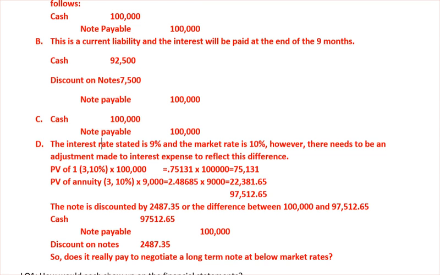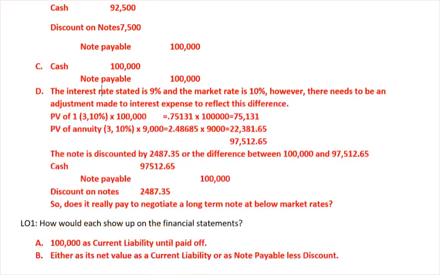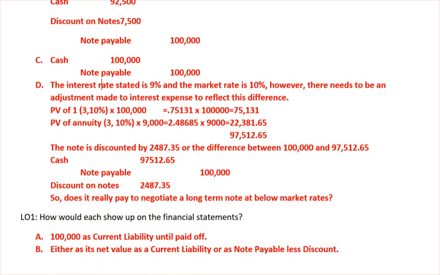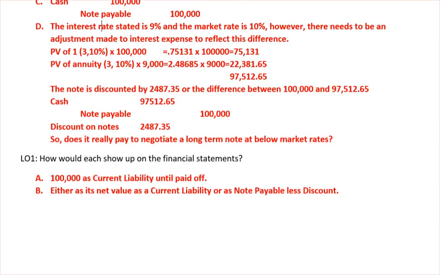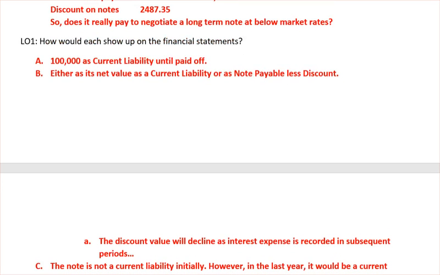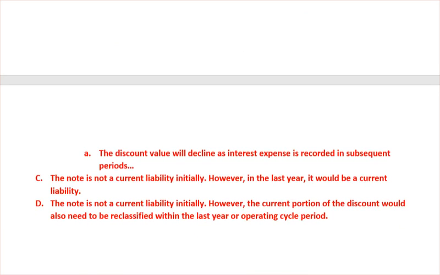How do these get disclosed or show up in the financial statements? It's another good review. The 100,000 will show up as a current liability, and it will show there until it gets paid off. On our current liabilities, you can show it as a net amount, or you can show it net of discount. The point is that the carrying value needs to include the discount or show the discount, and that it will decline and it will change.